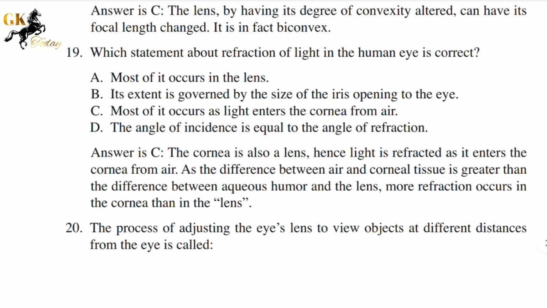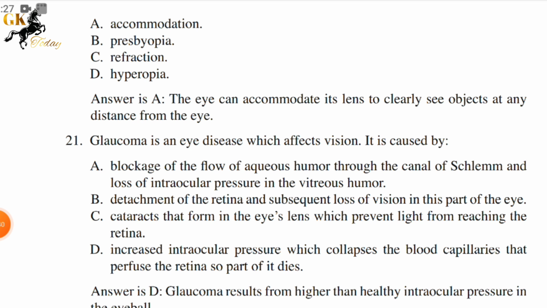The process of adjusting the eye's lens to view objects at different distances from the eye is called. Again a repeated question. Accommodation, presbyopia, refraction, hyperopia. Okay, correct answer is option A, accommodation.